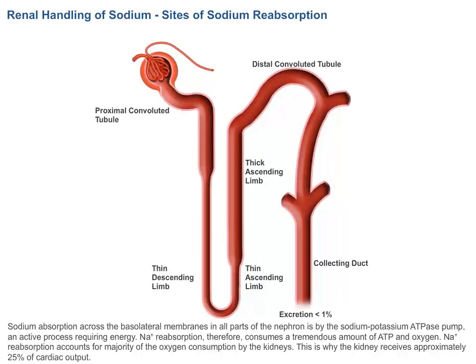Sodium absorption across the basolateral membranes in all parts of the nephron is by the sodium-potassium ATPase pump, an active process requiring energy. Sodium reabsorption, therefore, consumes a tremendous amount of ATP and oxygen. Sodium reabsorption accounts for the majority of the oxygen consumption by the kidneys. This is why the kidney receives approximately 25% of cardiac output.